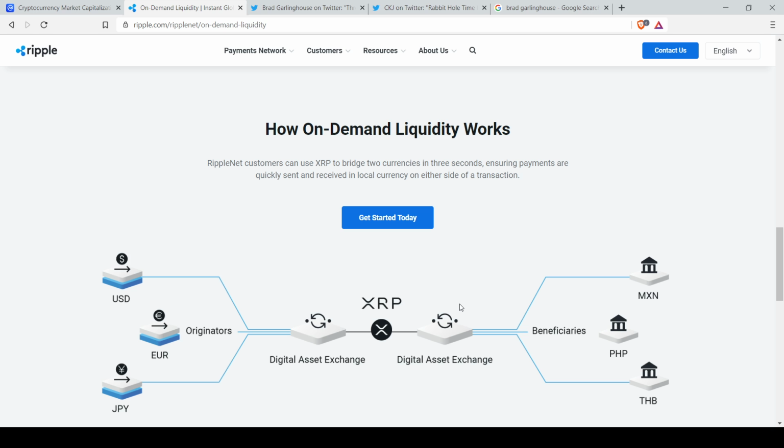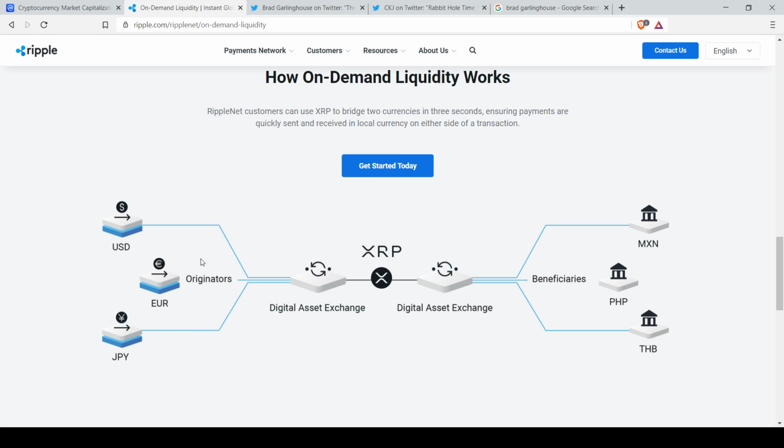So here we have a graph kind of simplifying how the XRP Ledger works with on-demand liquidity. It says RippleNet customers can use XRP to bridge two currencies in 3 seconds, ensuring payments are quickly sent and received in local currency on either side of the transaction. So here, for example, the originator, let's say it's USD, the euro, or any of these, you can get the USD converted into digital asset exchange, which is converted into XRP.